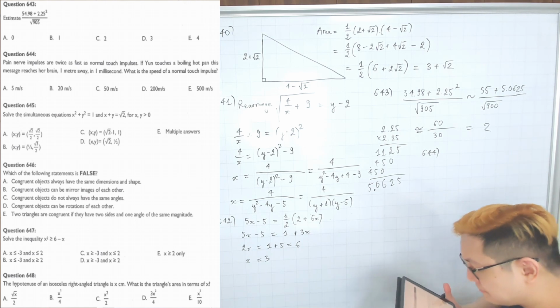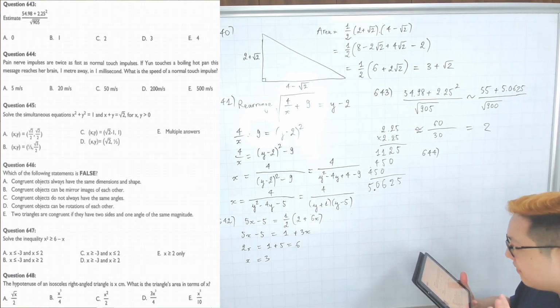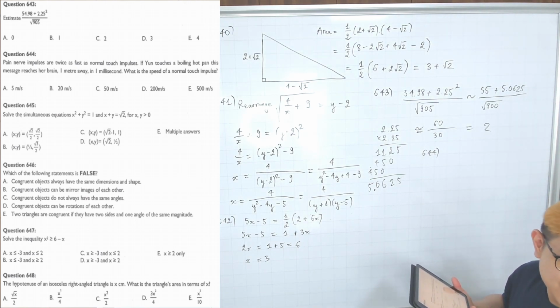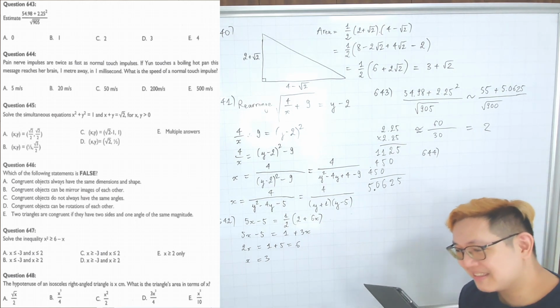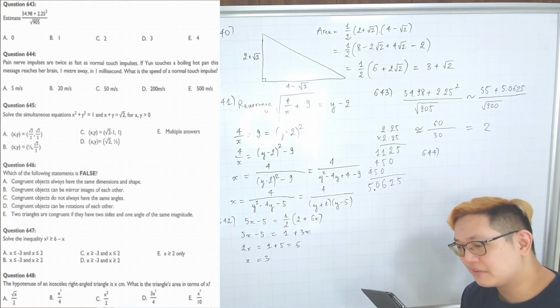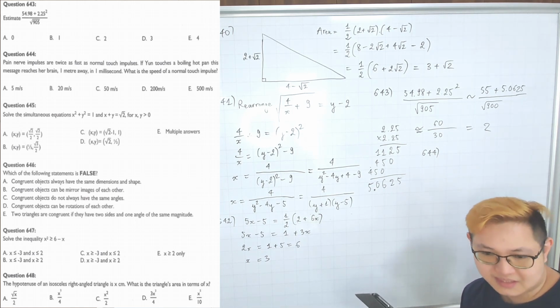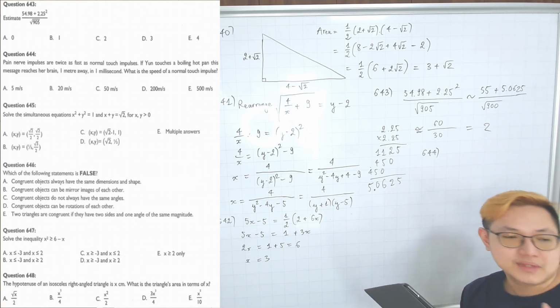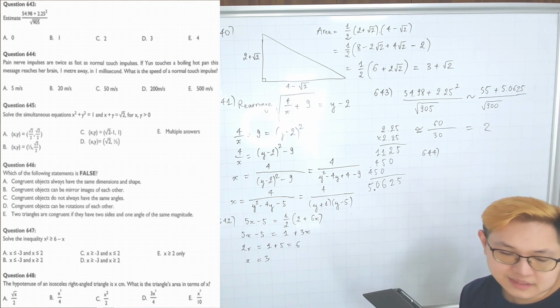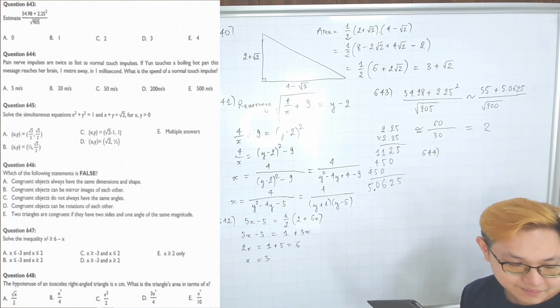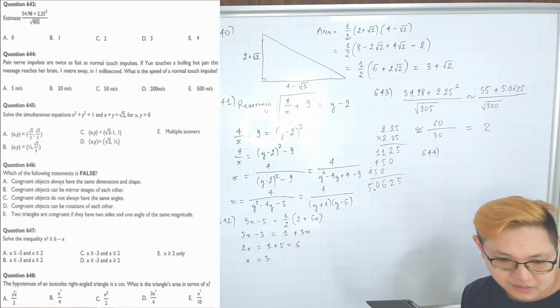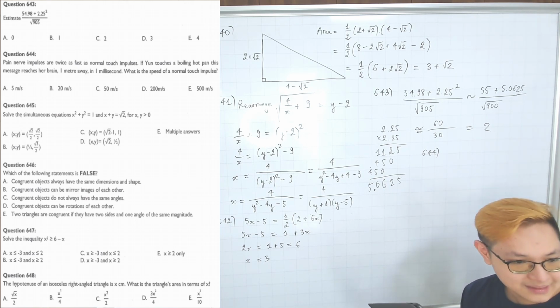644. Wow, you have something biology related. Pain nerve impulses are twice as fast as normal touch impulses. So basically, they are impulses that cause the receptors on your skin to feel it.